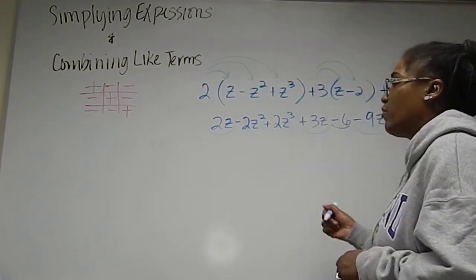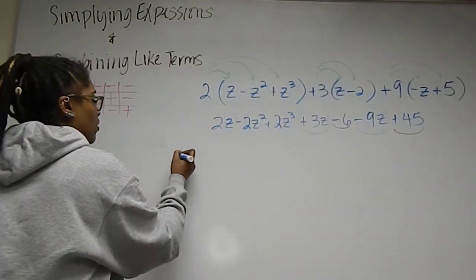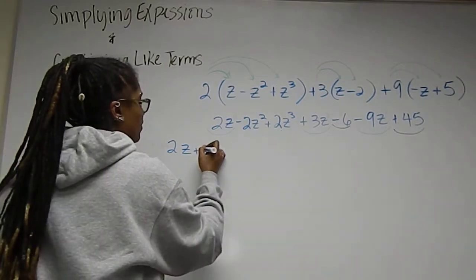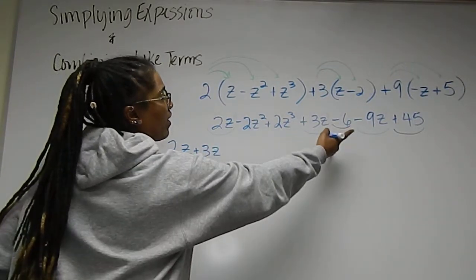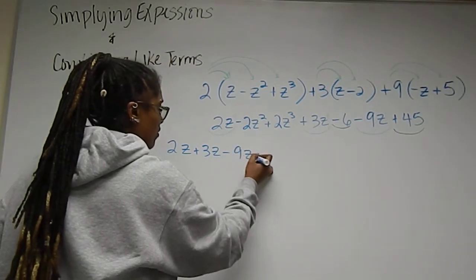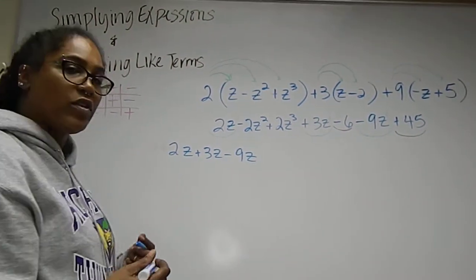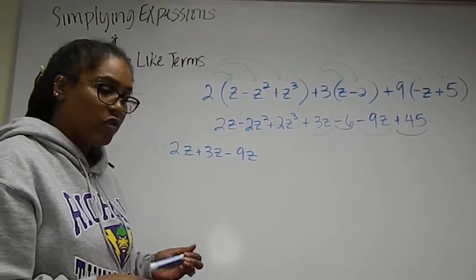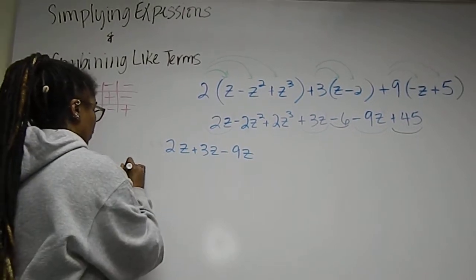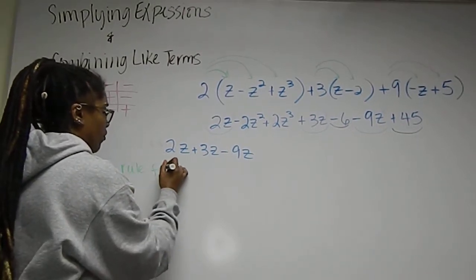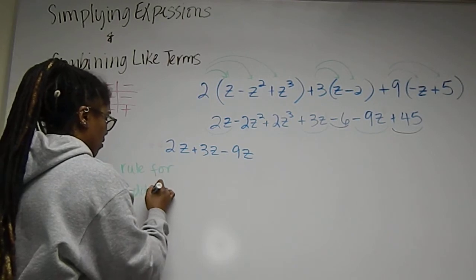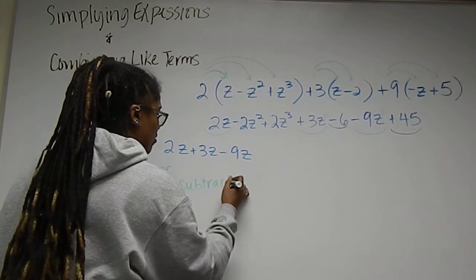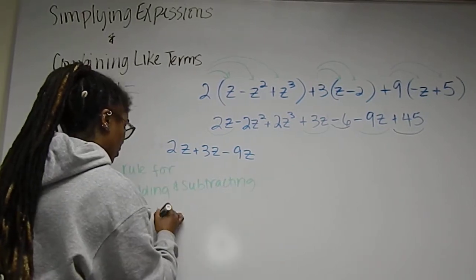So when we separate that, we see that we have a positive 2z, and we have a positive 3z, and we have a negative 9z. Positive and positive. So again, what's the rule for adding and subtracting integers? What's your rule for adding and subtracting your integers?